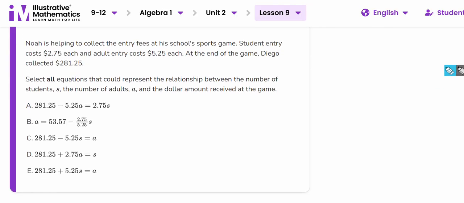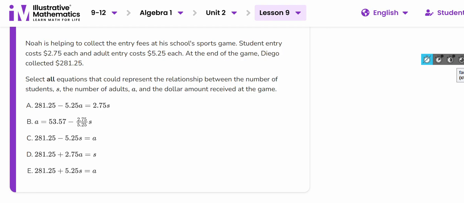Problem number 3. Noah is helping to collect the entry fees at a school sports game. Student entry costs $2.75 each, and adult entry costs $5.25 each. At the end of the game, Diego collected $281.25. Good job, Diego. Select all the equations that could represent the relationship between the number of students S and the number of adults A and the dollar amount received at the game.